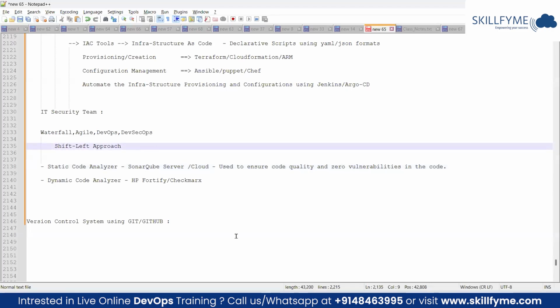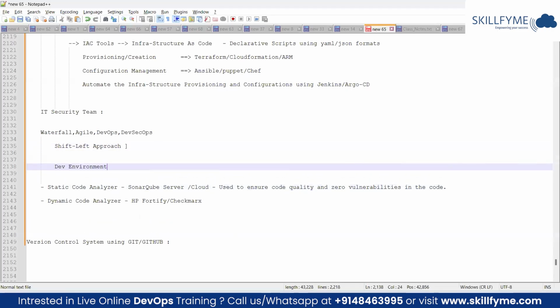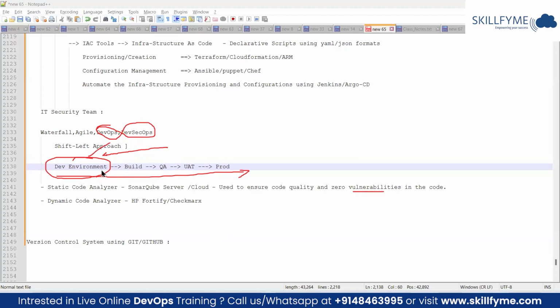What does the shift left approach mean? Consider I have a dev environment, and from dev I move to QA, from QA I move to UAT, and from there I move to production. That means the changes will be traversing from left to right. The main objective of DevOps and DevSecOps is that all the issues and vulnerabilities that might occur in the program should be identified at the very earliest stage. We should shift one step down and identify the issue. The issue should not be identified in the QA environment, or in UAT or production. It should be identified at the very earliest stage.